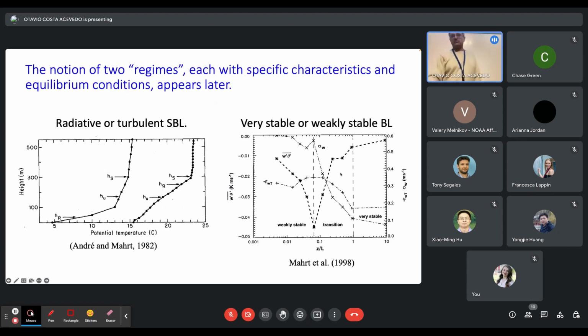We have observations that show that the maximum heat flux is not connected to the regime transition. Maybe what Mahrt suggests for the transition between the transition regime and very stable would be more likely, but because the transition, as we saw, is abrupt, I don't really believe there is a transitional regime. But this is subject to question.